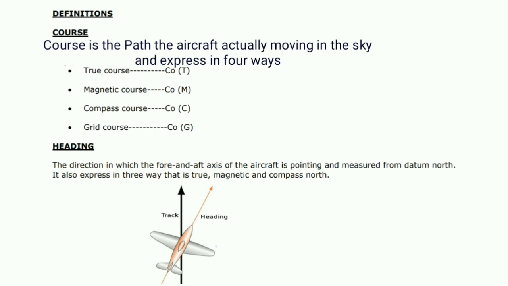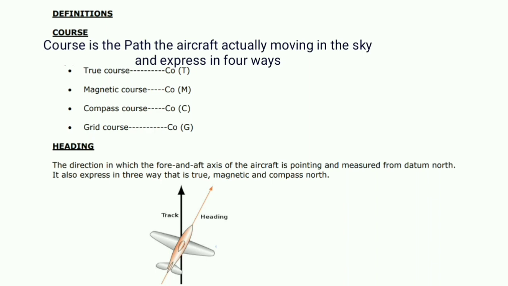Course is the path the aircraft is actually moving in the sky and expressed in four ways, which we discussed earlier: true course, magnetic course, compass course, and grid course. Heading: the direction in which the fore and aft axis of aircraft is pointing, measured from datum north. It is also expressed in three ways, that is true, magnetic, and compass north.